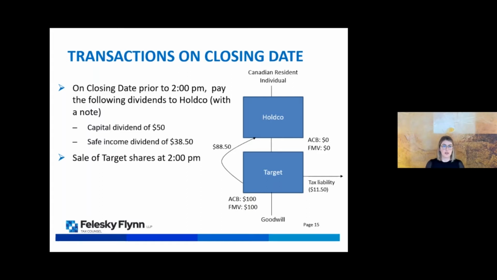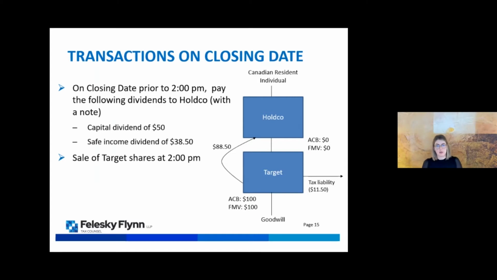So now we have a target that has CDA and safe income amounts that can be paid out to Holdco tax-free as a dividend. It's two separate dividends. So on the closing date, after the acquisition of control, which happened at the beginning of the day, but before the closing of the sale, Target will pay out those dividends with a note.